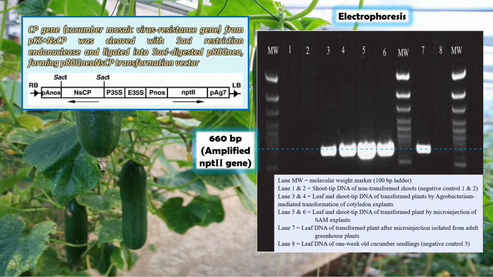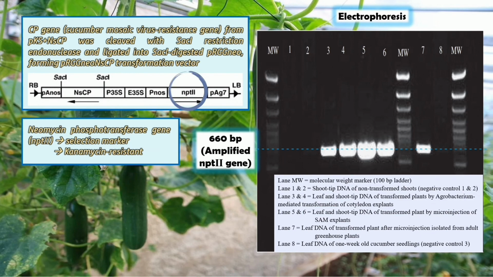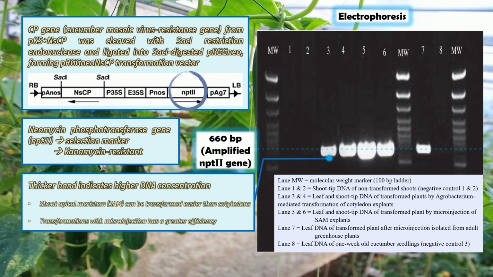However, the thickness of the bands between Agrobacterium transformed cotyledon and Agrobacterium microinjected shoot apical meristem differ, as shoot apical meristem showcases a thicker band than cotyledon, which correlates to the efficiency of gene transfer, where thicker bands mean higher DNA concentration. Shoot apical meristem has a higher efficiency in being transformed with Km-resistant genes.